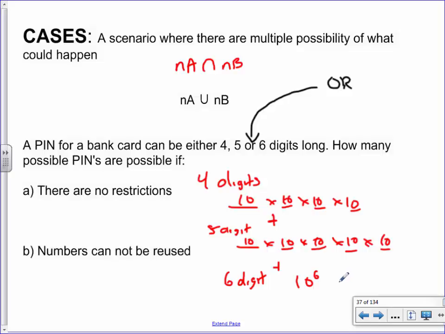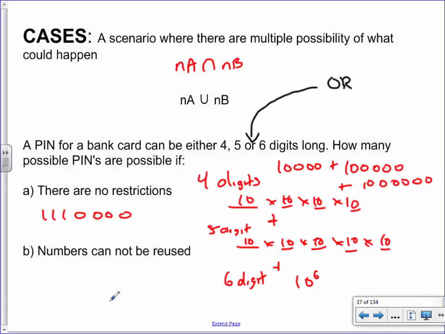Does that make sense? So to add it together, I have to add 10,000 plus 100,000 plus 1,000,000. That's 1,110,000, which is 111 followed by 4 zeros. Okay. Did that make sense to everybody? That question's a bit more complicated than the first ones we started with, because we had to do some timesing and we had to do some adding as well.